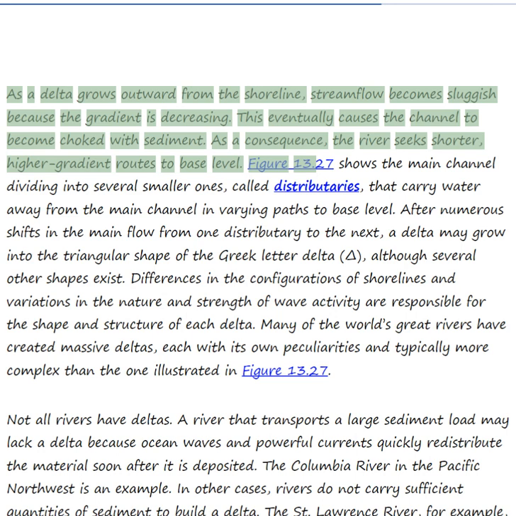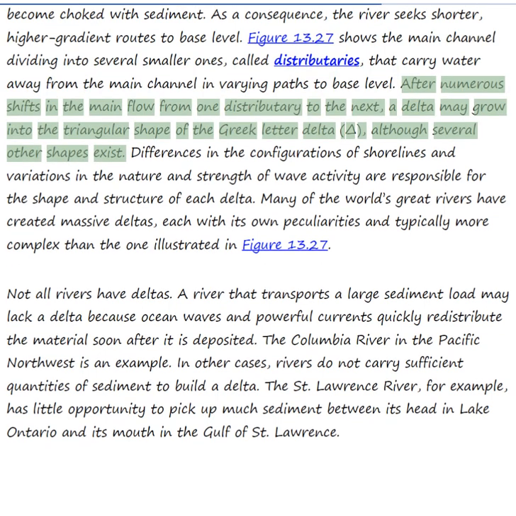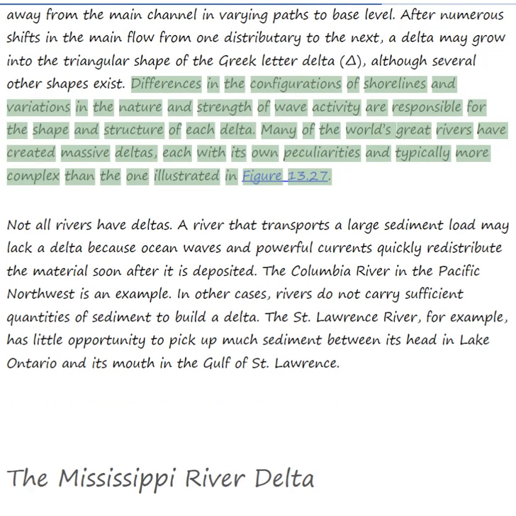Figure 13.27 shows the main channel dividing into several smaller ones, called distributaries, that carry water away from the main channel in varying paths to base level. After numerous shifts in the main flow from one distributary to the next, a delta may grow into the triangular shape of the Greek letter delta, although several other shapes exist. Differences in the configurations of shorelines and variations in the nature and strength of wave activity are responsible for the shape and structure of each delta.